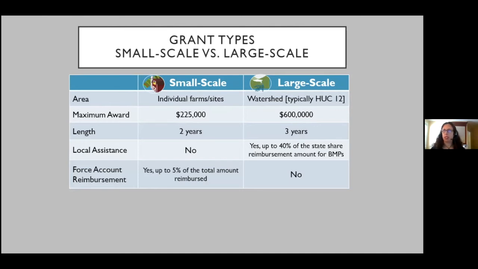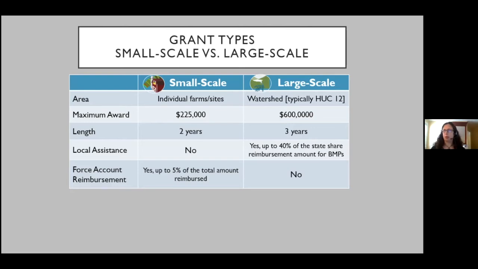Large-scale TRM grantees cannot request force account, but can instead request local assistance. The maximum amount of local assistance that can be reimbursed is 40% of the amount reimbursed for BMPs. And this also changed. It had been 10%, and last year we made that change to be 40%.